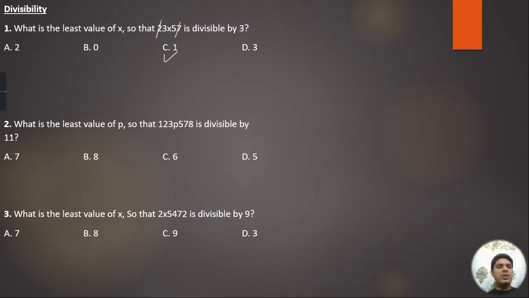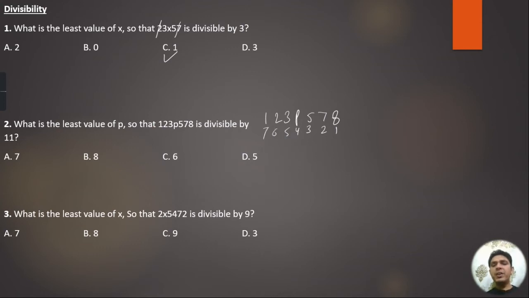Next question, we can say question number 12. This is: what is the least value of p so that 123p578 is divisible by 11? So students, we have discussed the divisibility rule of 11. That is sum of the digits at odd places minus sum of the digits at even places. Divide by 11, remainder should be 0. So when talking about the places, even places or odd places, we start counting from the unit digit at 1, 2, 3, 4, 5, 6, 7.